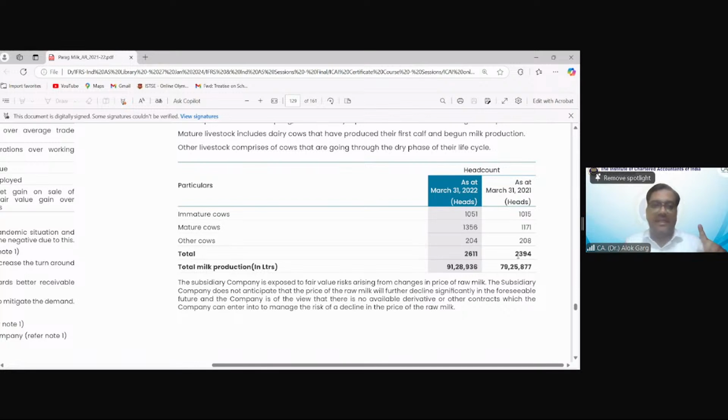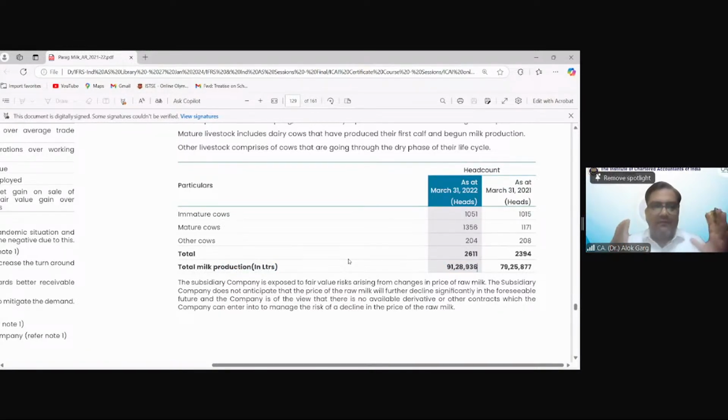And they haven't purchased any single cow. So how come this head count has increased? Biological transformation. This cow has given birth to other cows, the calves, right? And they have also given total milk production. So these kinds of disclosures are also required in Ind AS 41.